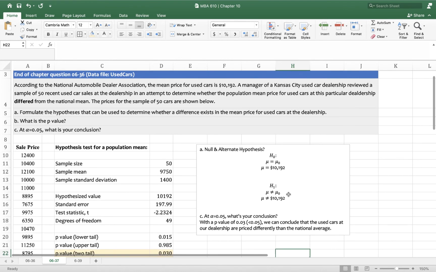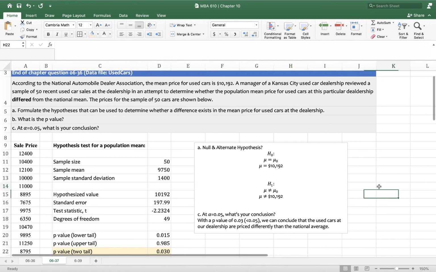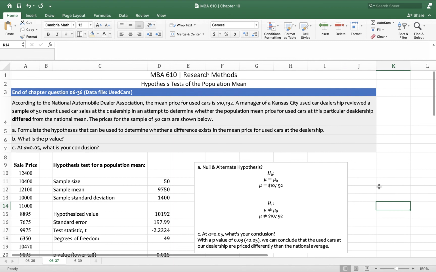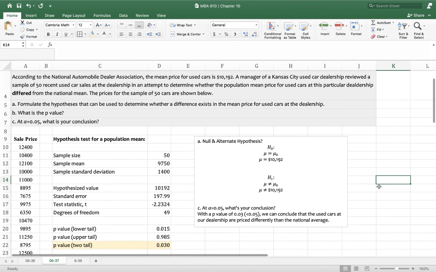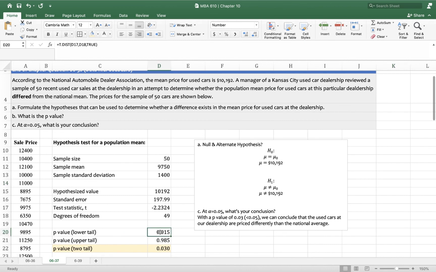So there we go. That is a two-tailed hypothesis test where we're looking at the population mean. If we were doing a one-tailed test and it was in the lower tail, that 0.015 would be our p-value. If we were doing a one-tailed test, and we were looking for the upper tail, if our test statistic was positive, then our p-value would be the upper tail p-value. But because we're doing a two-tailed test, we use the bottom p-value for the two-tailed test.